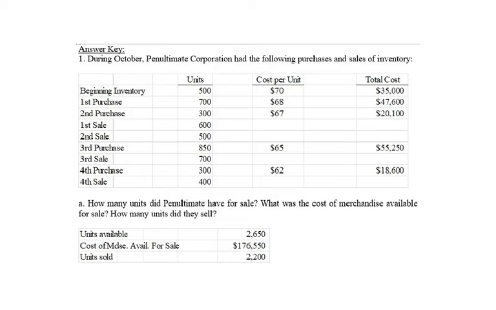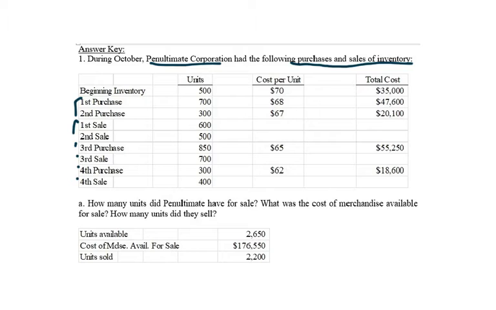In other words, the information I'm giving you is a mix of purchases and sales of inventory for a penultimate corporation. I mixed everything together, but I gave you a chronology so that it's possible to do a perpetual analysis where applicable. That's the other main idea here as well. We have beginning inventory, a couple of purchases, then two sales, a third purchase, a third sale, a fourth purchase, and a fourth sale.